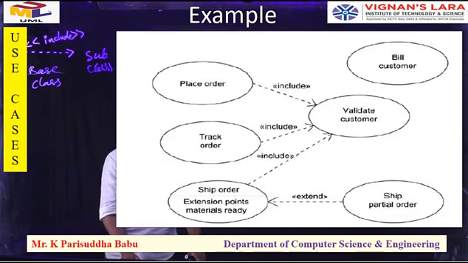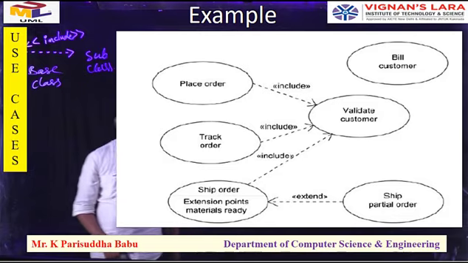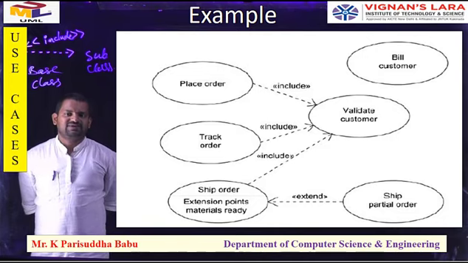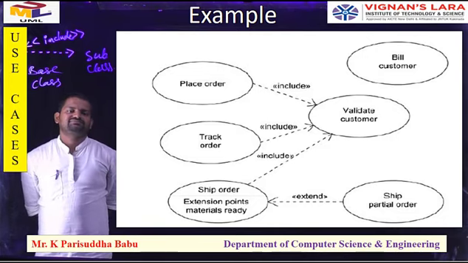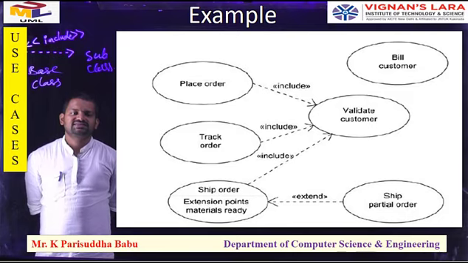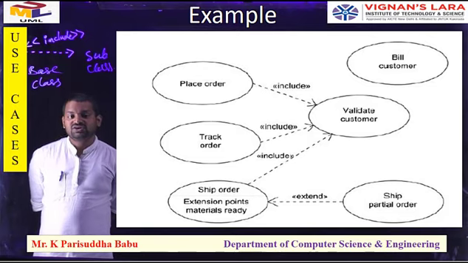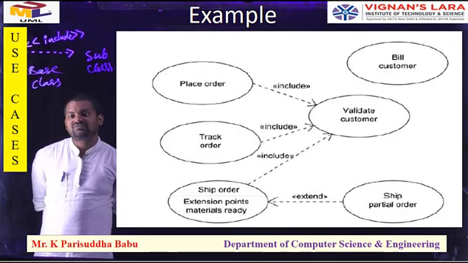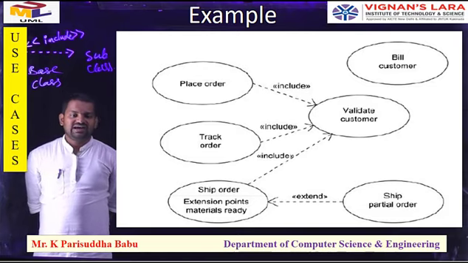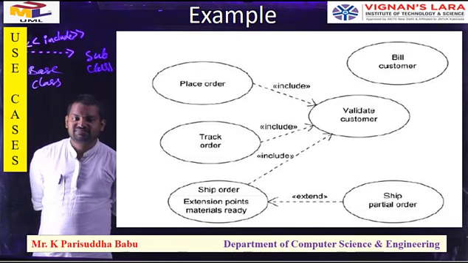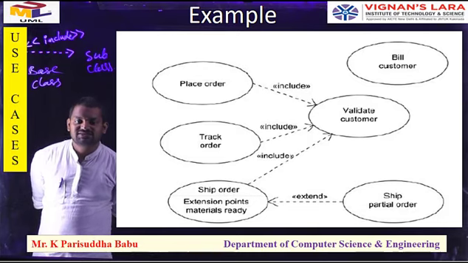So this is the example we will see now. Place order and validate customer: validate customer is one of the use cases, and bill customer is another use case. Here, validate customer should be included in placing the order with an include relationship. Track order is also an include relationship, and ship order, with its extension points, is the third use case.